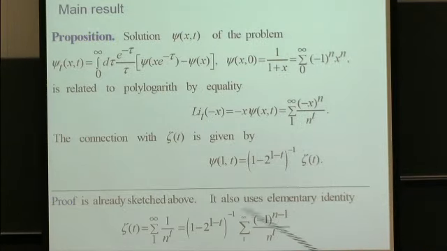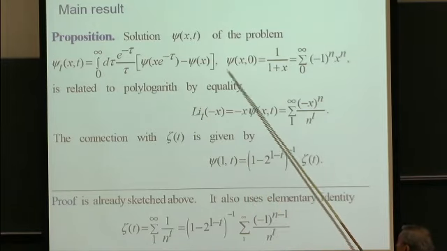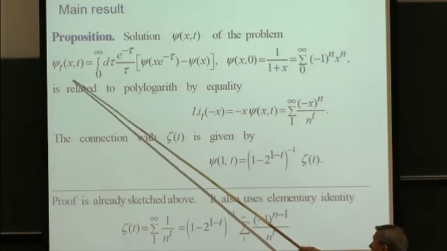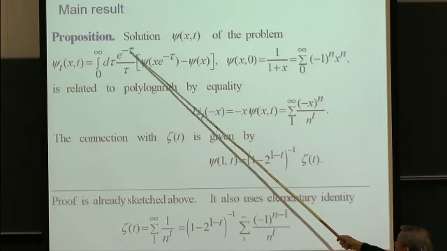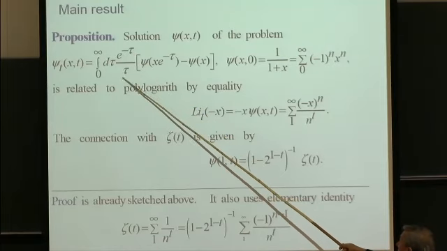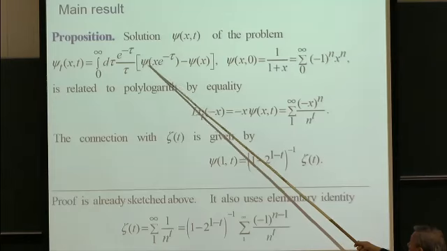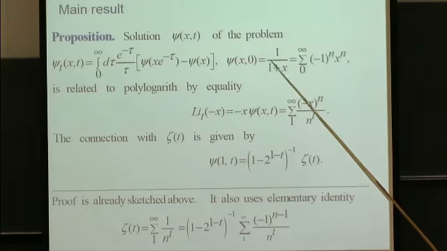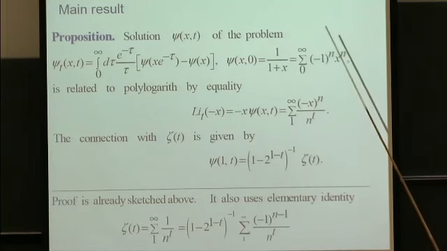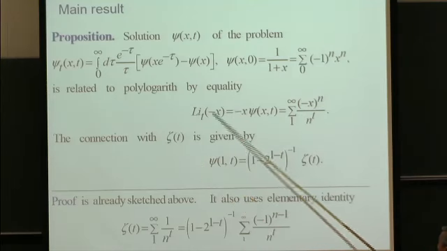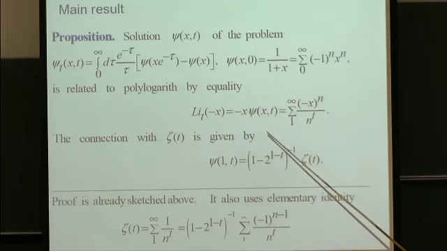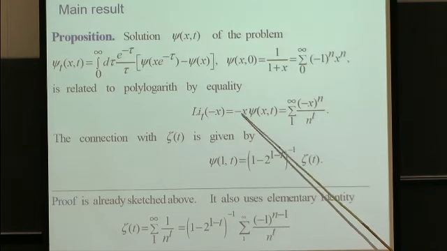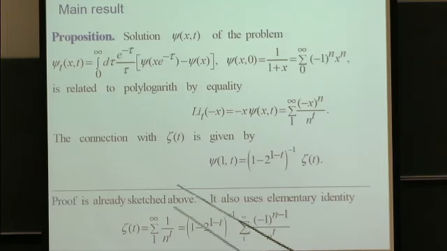Now, in a sense, the main result, which I hope can be used one way or another in the theory of Dirichlet series, can be formulated in a very simple way: a solution psi of x, t of the problem psi sub t equals this operator with the kernel exponential minus tau divided by tau, and here is the standard Boltzmann form, psi of x e to minus tau minus psi of x, and initial data like 1 divided by 1 plus x, is related to the polylogarithm, which is this series, by a simple formula: this series, which is the polylogarithm of minus x, is equal to minus x psi of x, t.